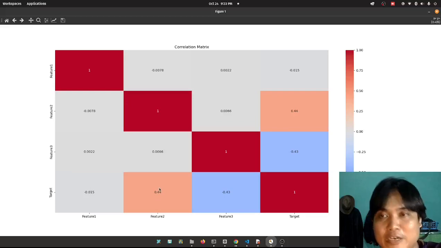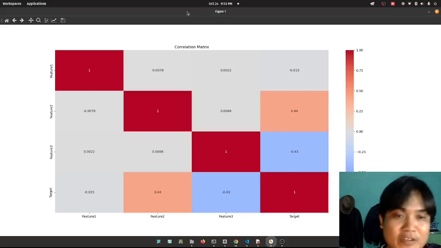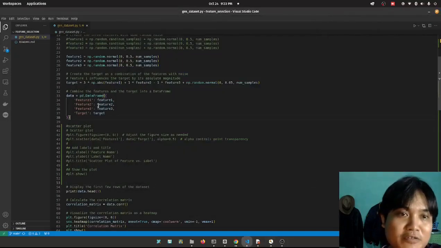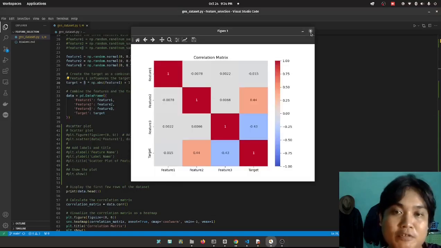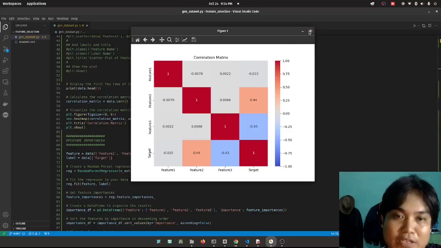And for feature 2, remember the coefficient is plus 1, so the correlation is positive. And here the coefficient is negative, so the correlation is negative. As you can see, correlation cannot catch how important feature 1 is, although its coefficient is the biggest. That's for the correlation matrix. Let's see the feature importance.